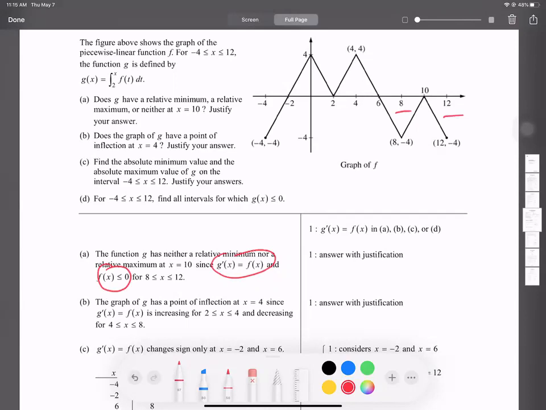Okay. If you wrote it out separately, f is less than 0 between 8 and 10, and f is less than 0 for 10, 12. You can write that too.